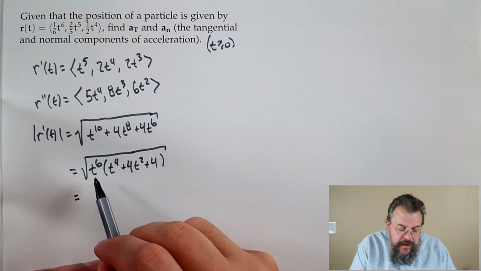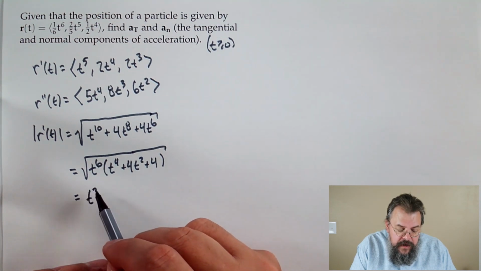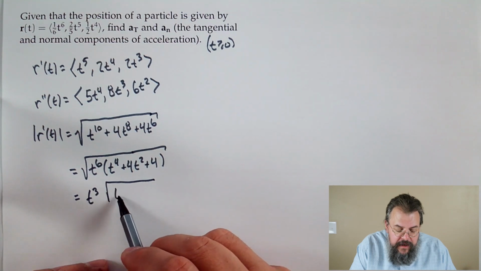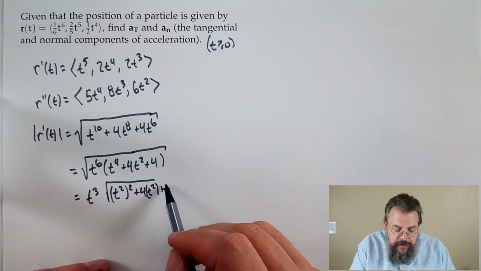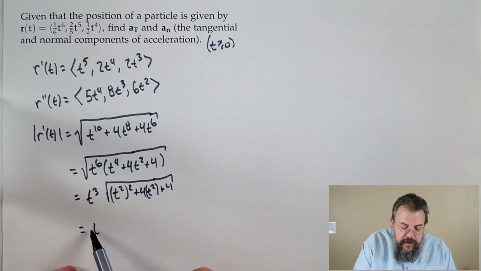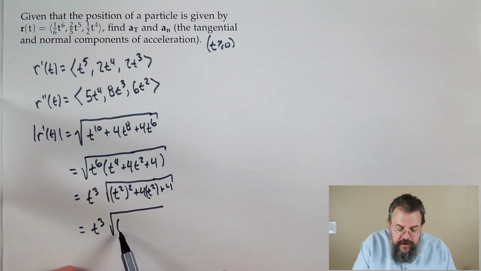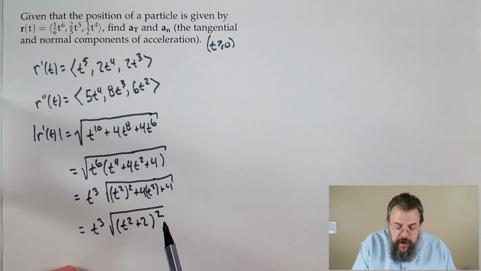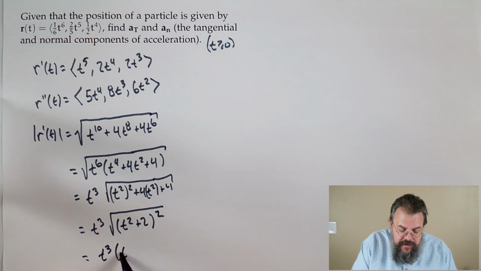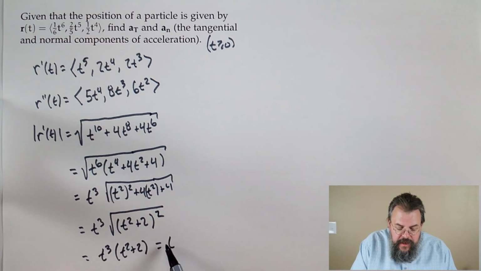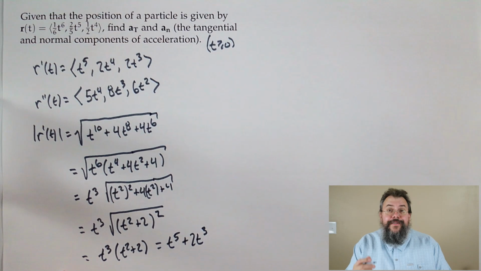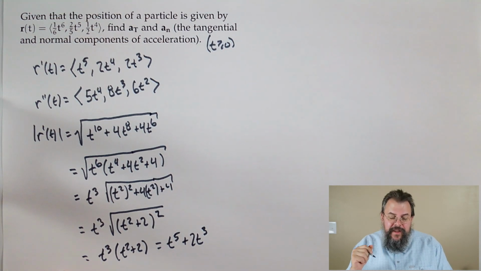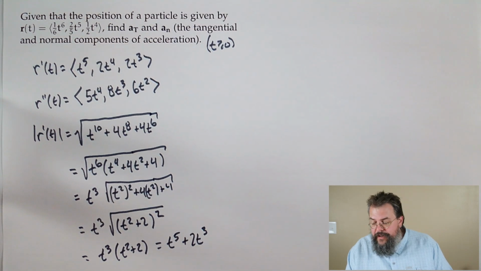Okay, so what do we have? The square root of t to the 6th will be t cubed. Now, why do I say, look, it's really a quadratic? See, t to the 4th is really t squared squared. And then you have a 4t squared, and then you have a plus 4. So that is, if you play around with it, t squared plus 2 squared. Nice. So this is t cubed times t squared plus 2, or t to the 5th plus 2t cubed. Wonderful. This is the best possible scenario for us. Now we're ready to start answering at least one question.